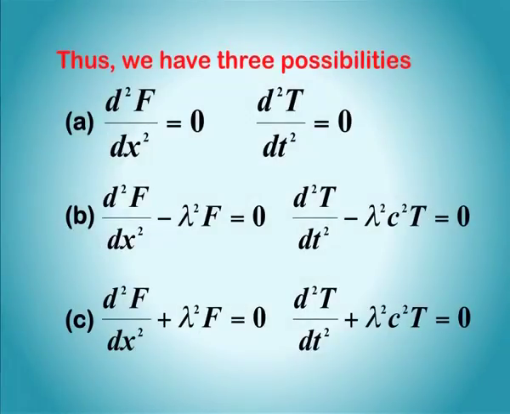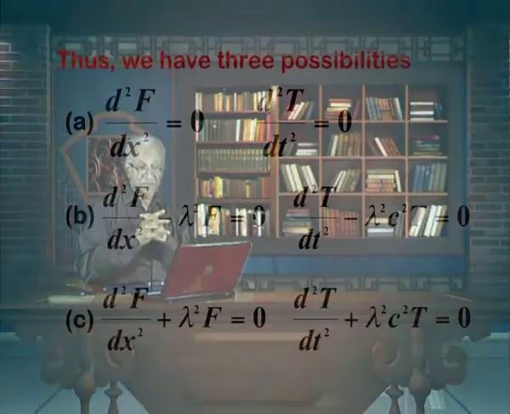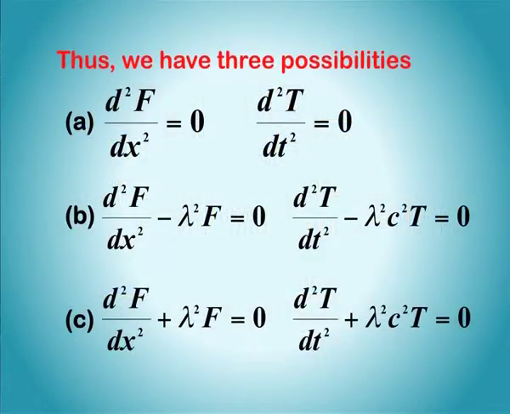And in doing so, we have seen here the three major possibilities, as you can say. I classified them very simply, because this is a very important part of this equation. What we have is d2F upon dx square is equal to 0 and d2T upon dt square is equal to 0. Then we have d2F upon dx square minus lambda square F is equal to 0. And the other is d2T upon dt square minus lambda square c square capital T is equal to 0.